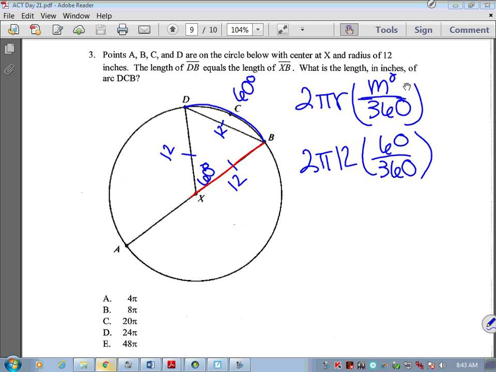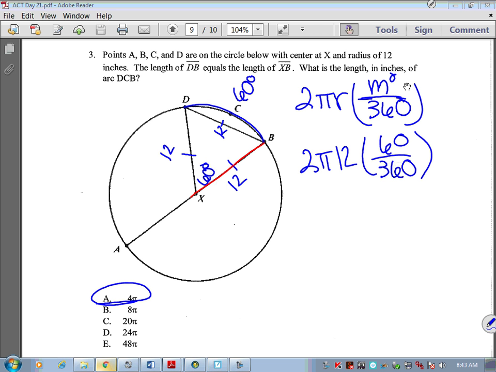Okay, notice that they're answering it in terms of pi. So 60 over 360 is 1/6. So what I'm getting is 2 times 12, which is 24. 24 times 1 is 24. 24 over 6, 24 divided by 6 is 4. And if I'm answering it in terms of pi, I'm getting an answer of 4 pi.